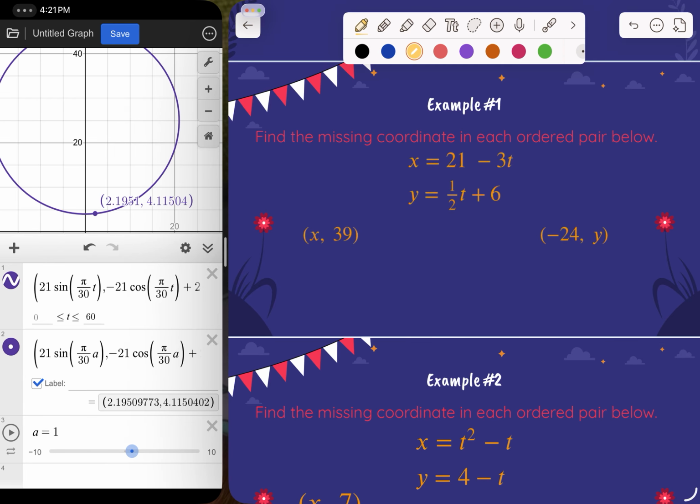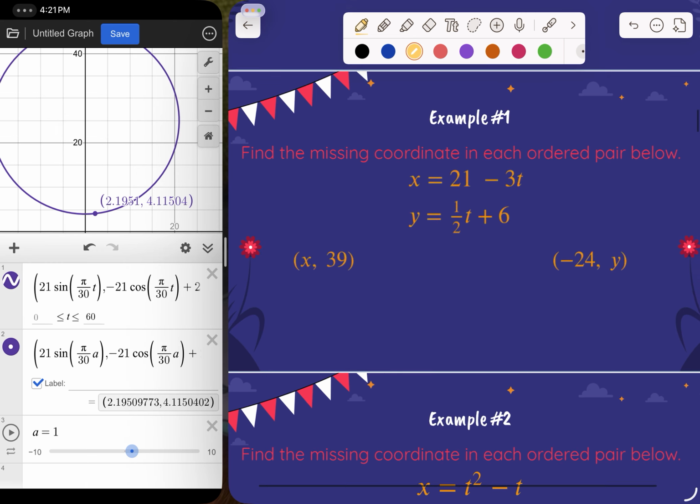So example 1 says we're going to find the missing coordinate in each ordered pair below. So we still have x in terms of t, usually standing for time, and y in terms of t. And for example, this one, I know the y. So I'm going to plug that y in there. So plug in what you know. You're going to solve for t, and then plug in t to the other equation.